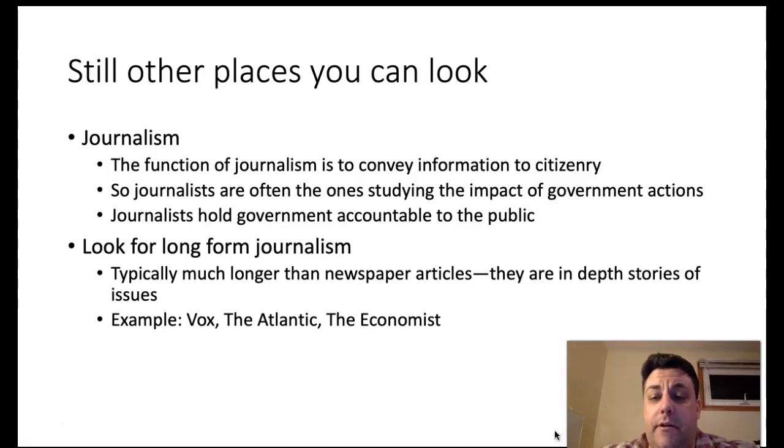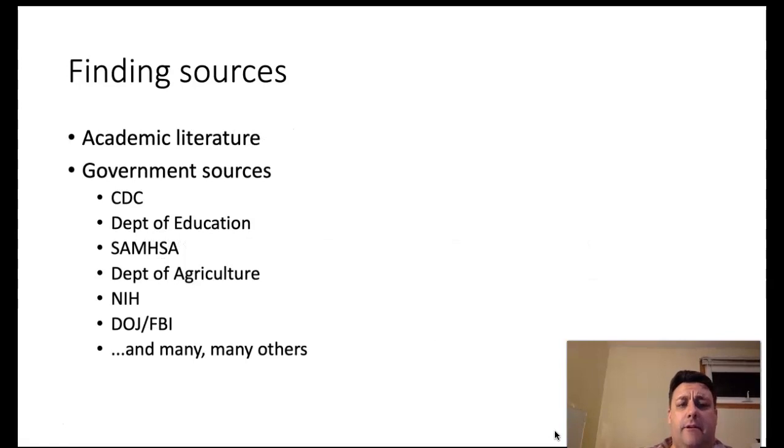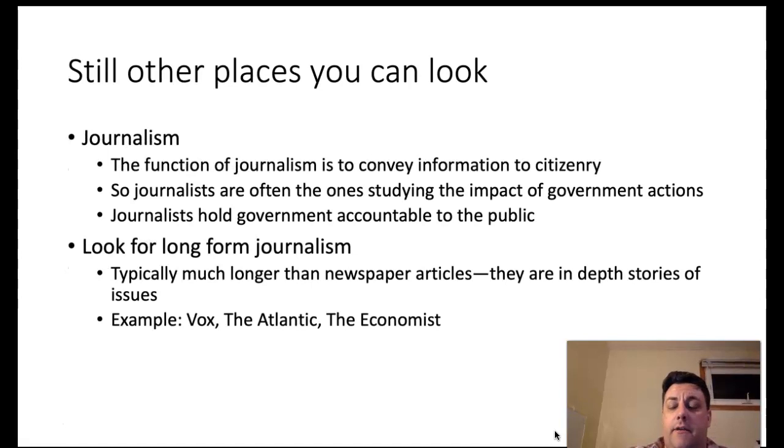Still, other places you can look. So, in addition to academic literature and government sources, and then think tanks, the other group of sources that's available to you is journalism. And what we're typically looking for here is long-form journalism. These are in-depth stories. Sometimes they're called exposés. And this often means pieces that are found in Vox, The Atlantic, The Economist. In the next slide, I've got a bunch listed for you.